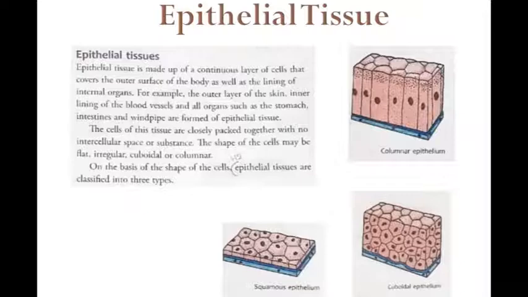On the basis of the shape of the cell, epithelial tissues are classified into three types, that is columnar epithelial, squamous epithelial, and then cuboidal epithelial.